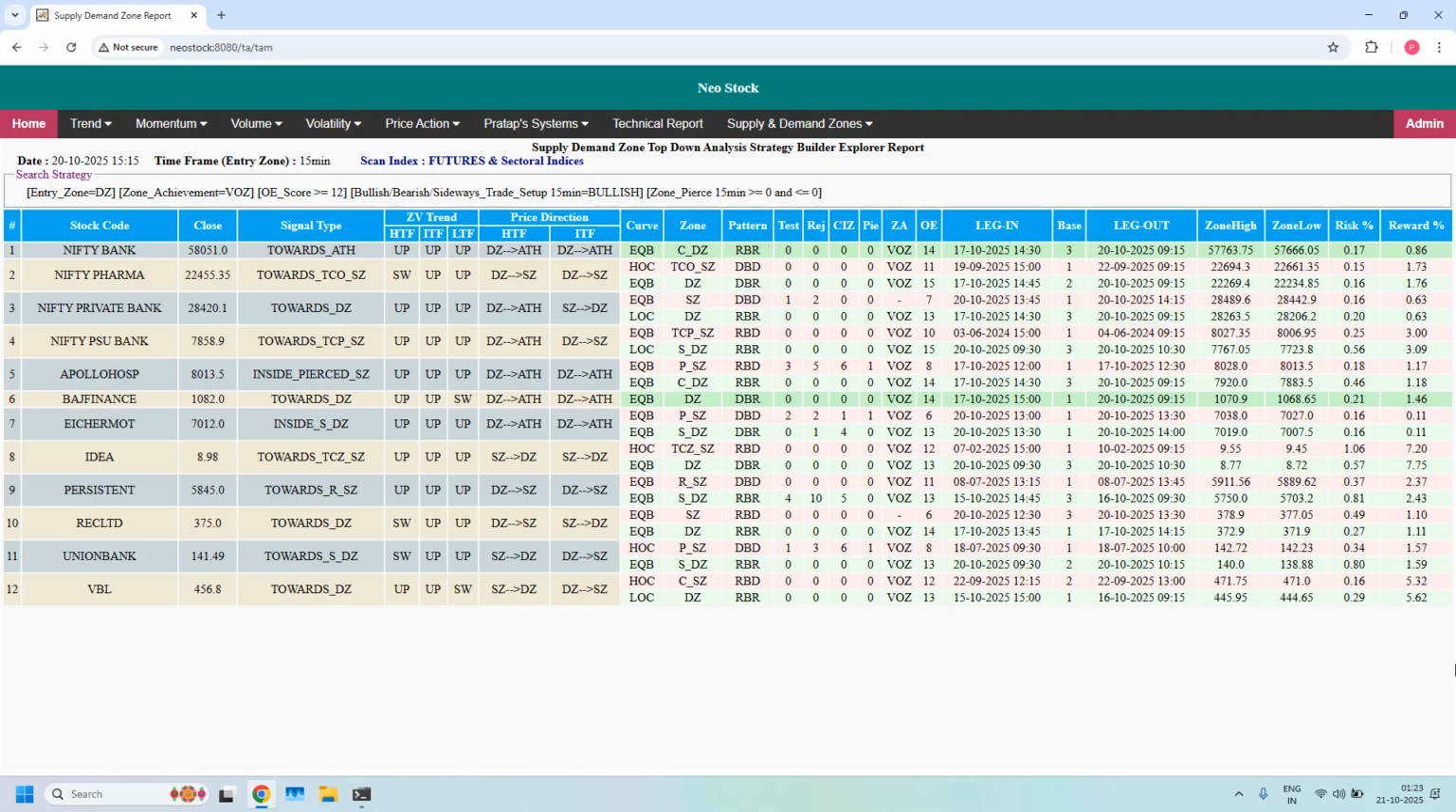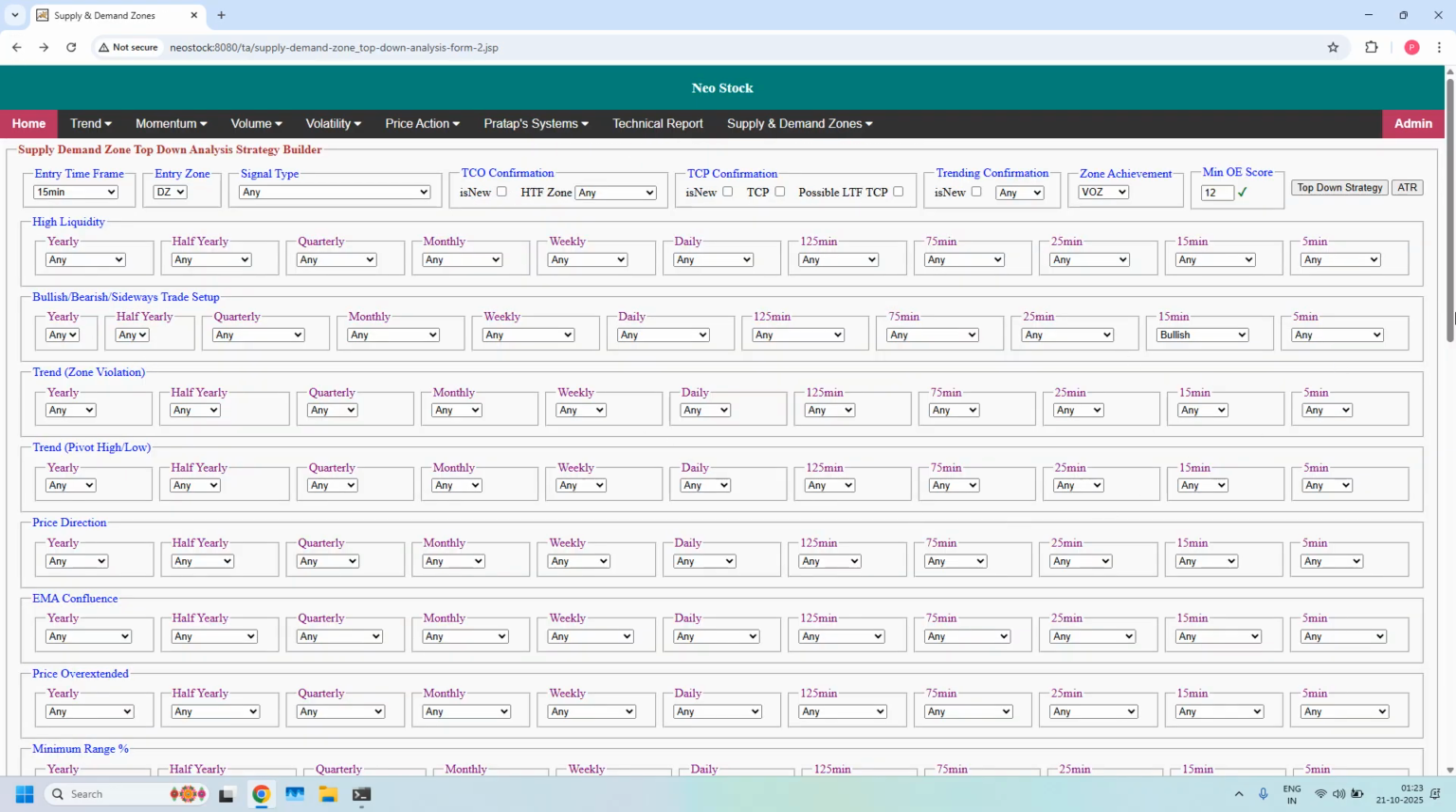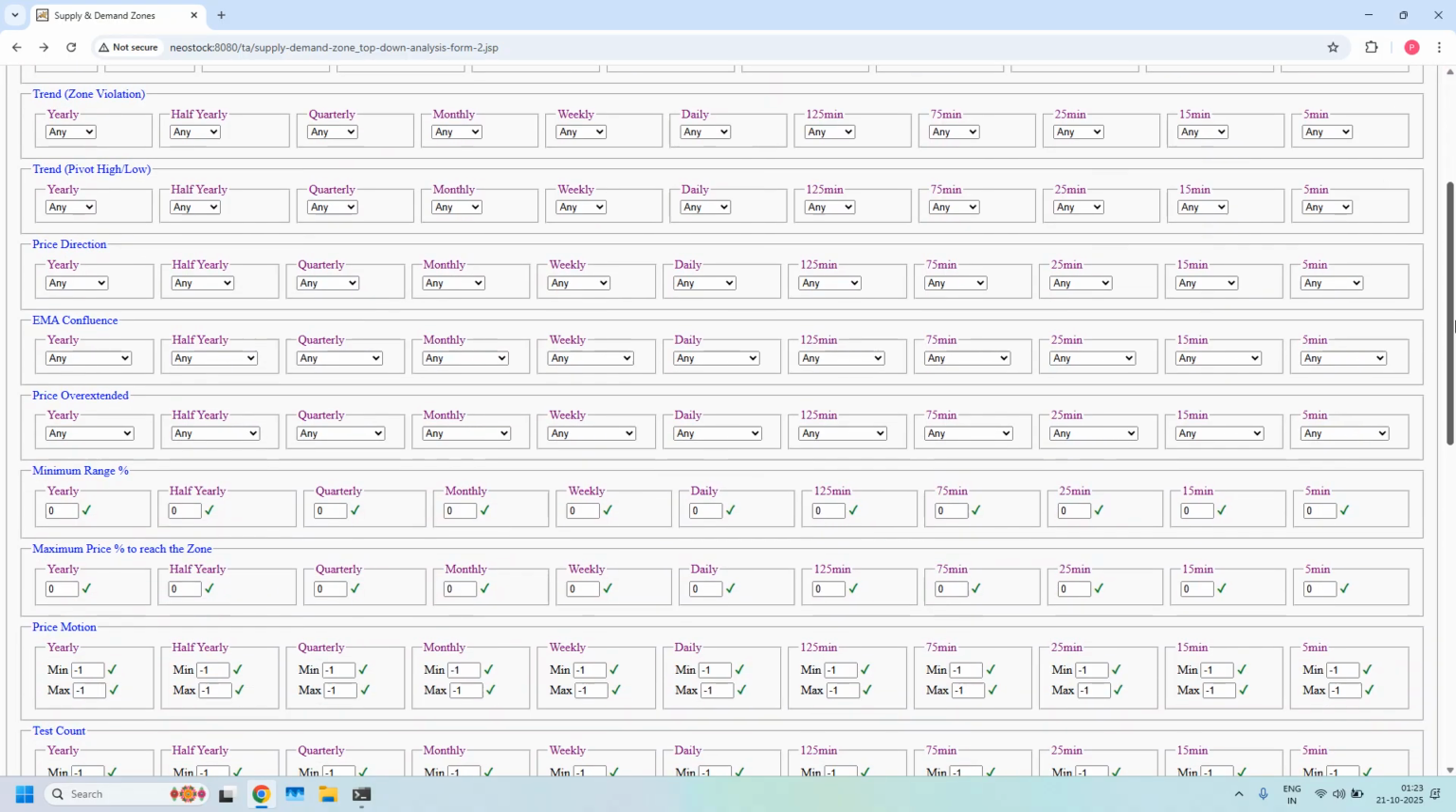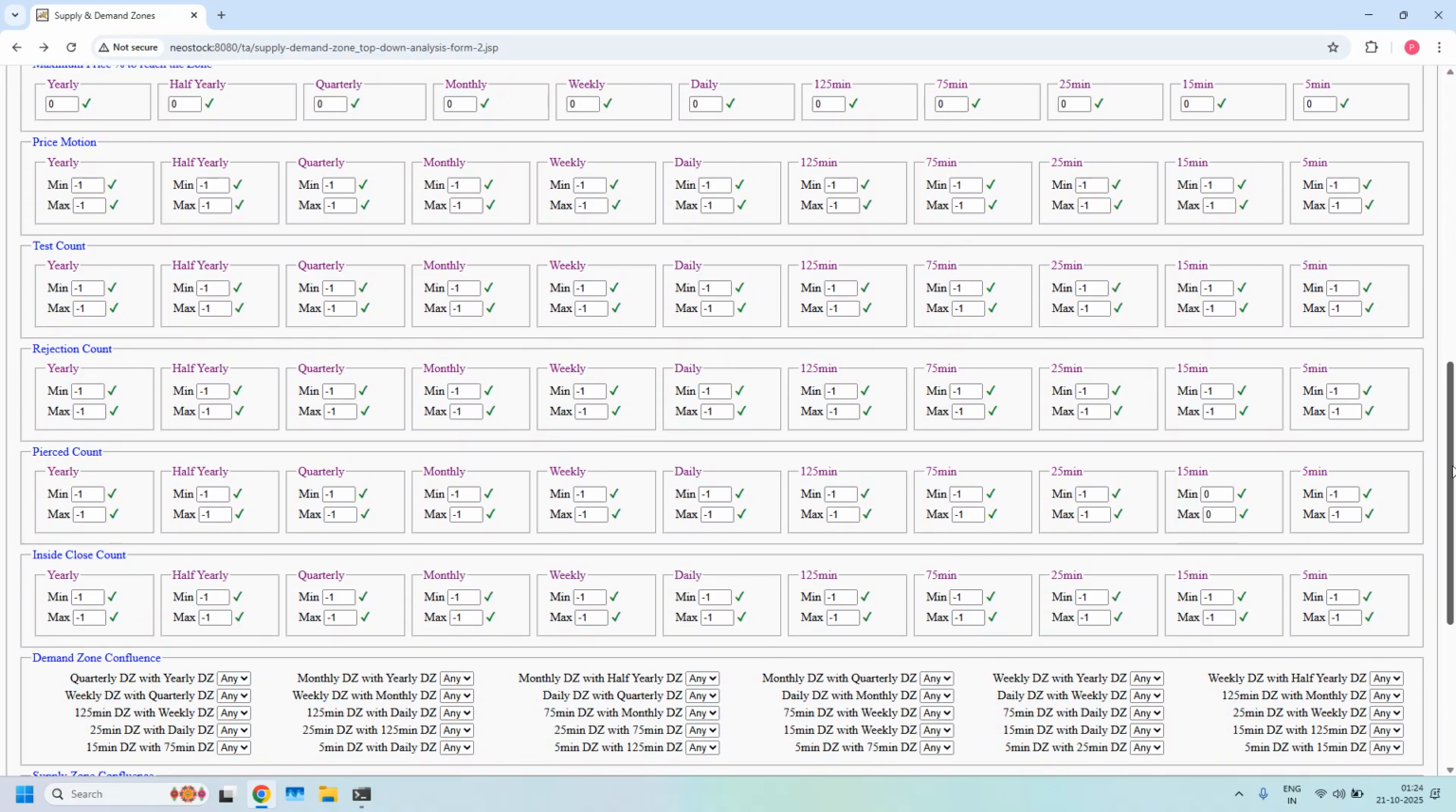Out of these 12, we should identify high probability trade setup 15 minutes demand zones based on different zone confluence and EMA confluence strategies that you learned in lesson 27. First strategy, LTF ITF demand zone confluence. After that, ITF demand zone with daily EMA confluence. So I am going back. First I am selecting LTF and ITF demand zone confluence.